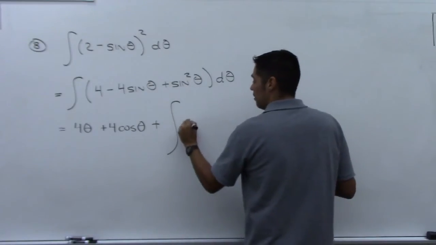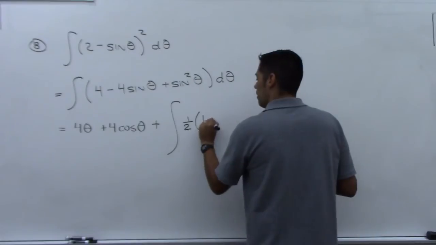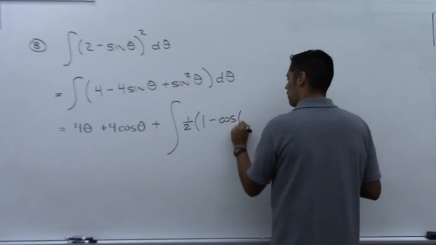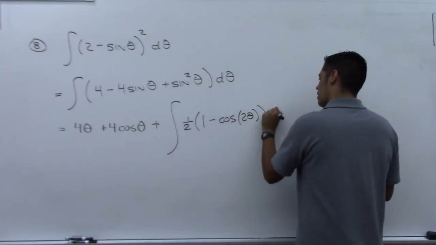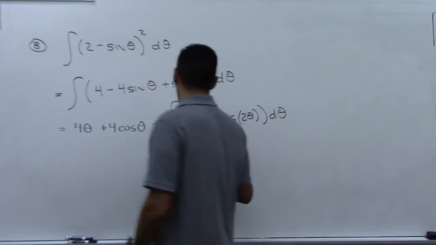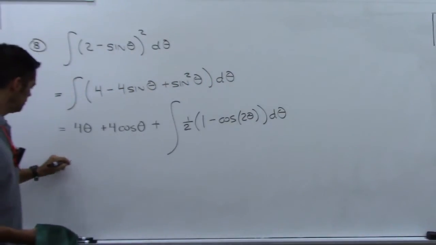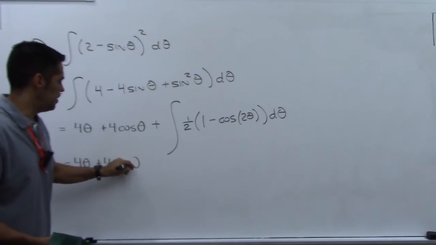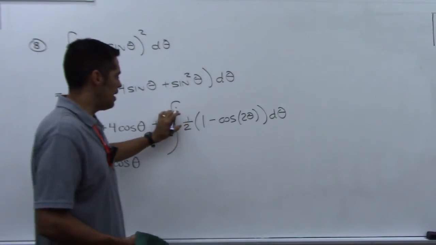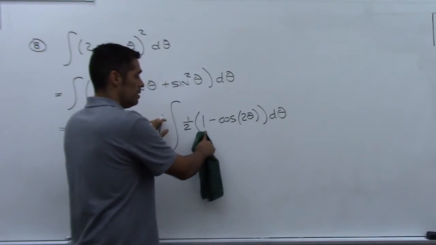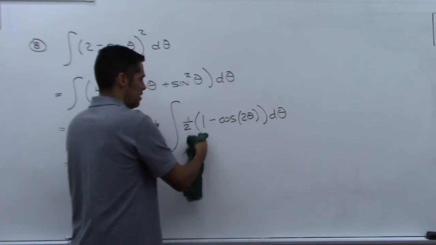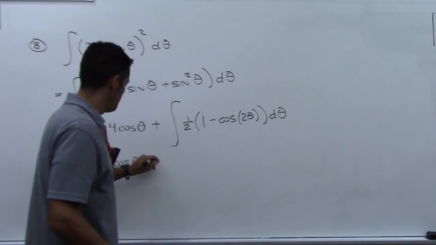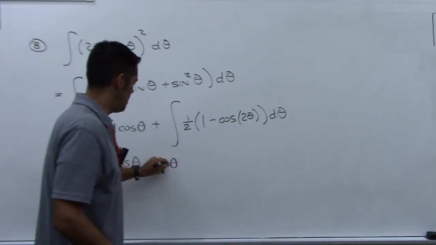And then sine squared theta, I'm going to use that formula, the power reducing, and I have to double the angle. So just 2 theta here, d theta. And the 1/2 can come out. I'm going to go a little faster on this one because of time. So I pull the 1/2 out. The antiderivative of 1 with respect to theta is just theta, but then there was a 1/2 in front. So 1/2 theta would be my next term.